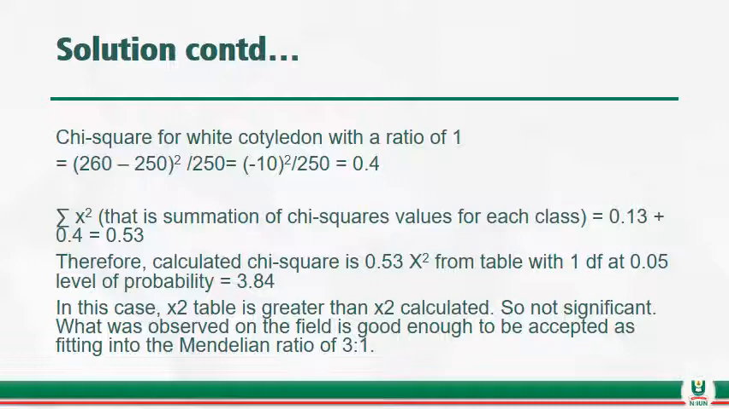So in this case now, the tabulated is greater than the calculated, so it means it is not significant, and what that means is that it could fit perfectly into the Mendelian ratio of 3:1. So I hope that is explanatory enough.